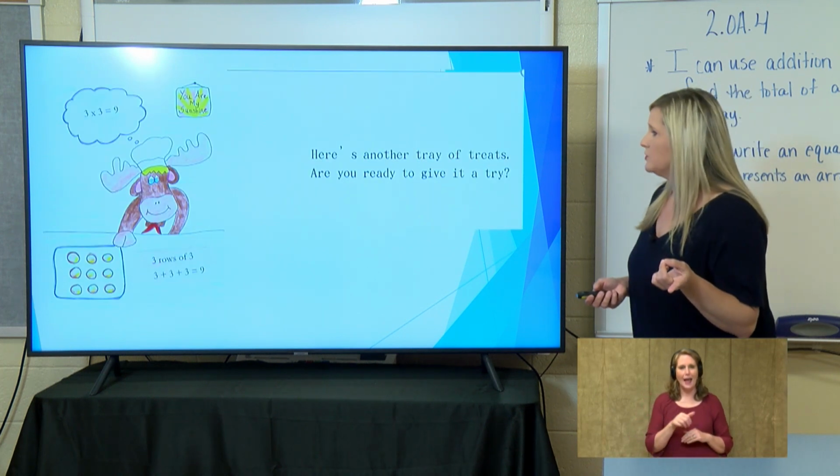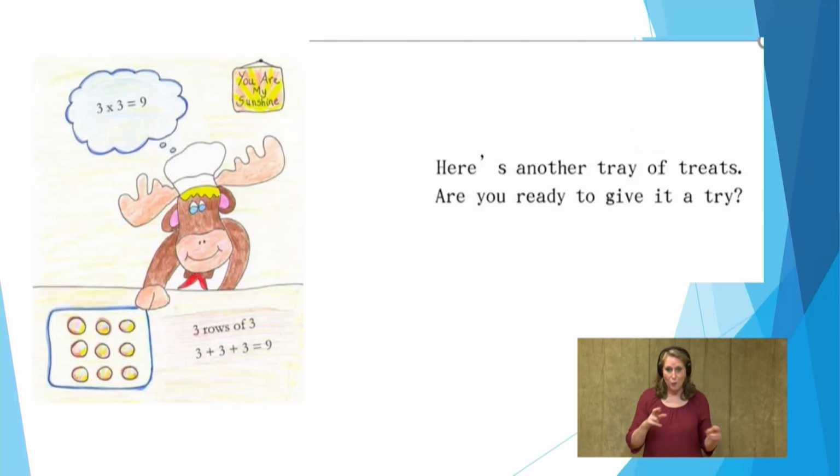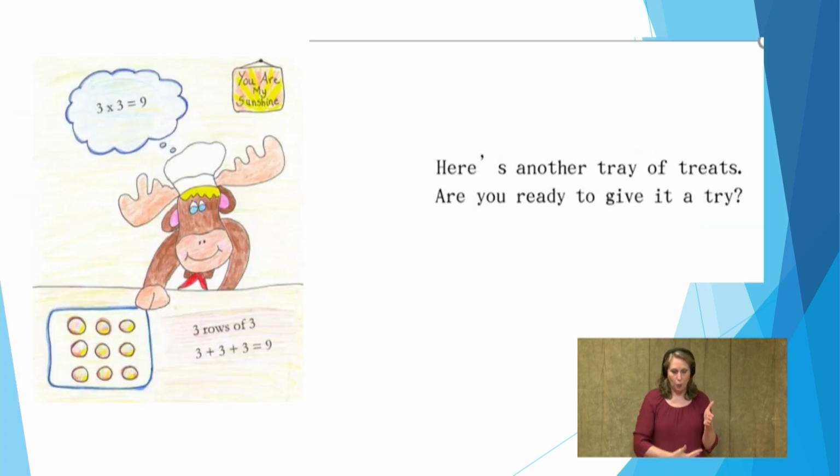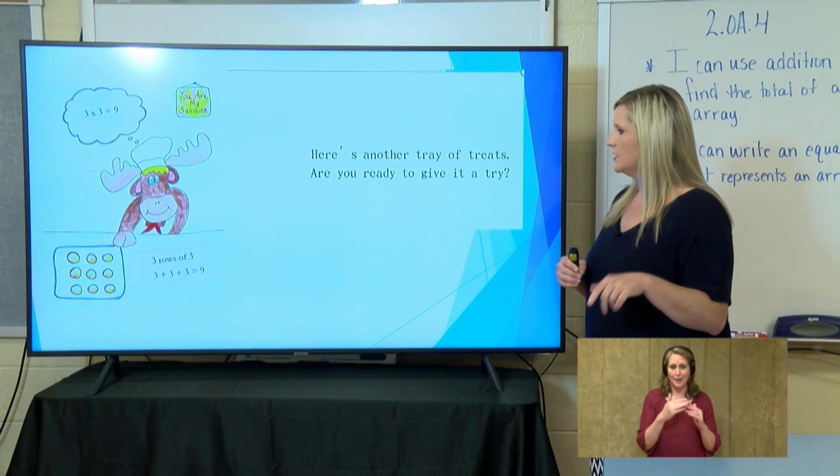Here's another tray of treats. Are you ready to give it a try? All right, so look at his tray of treats there. 3 rows of 3. So what would it be? 3 rows of 3 would be 9. He has 9 cookies. 3 plus 3 plus 3 equals 9.